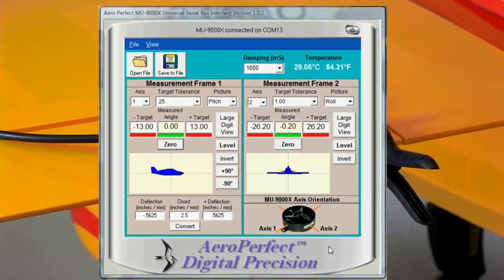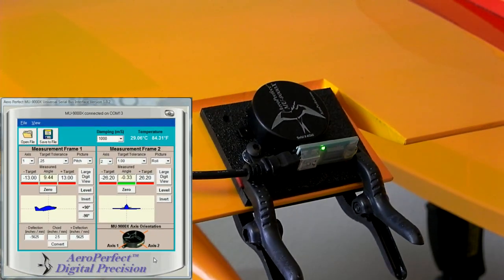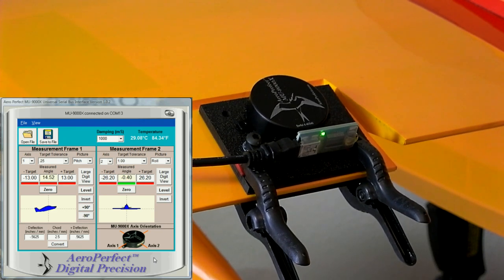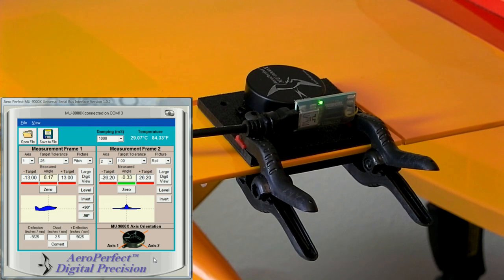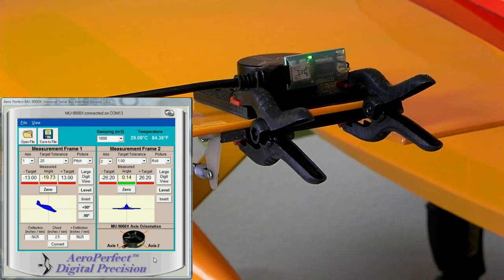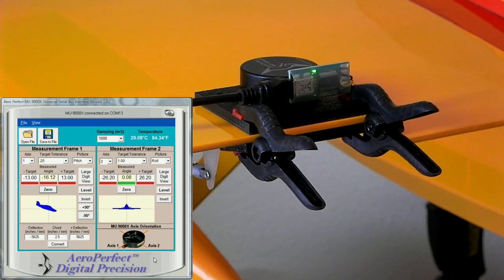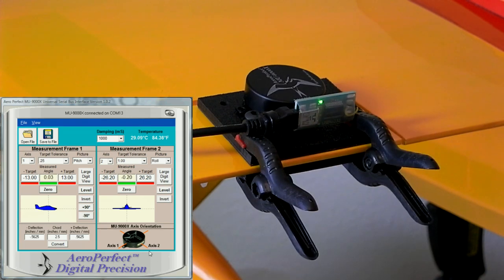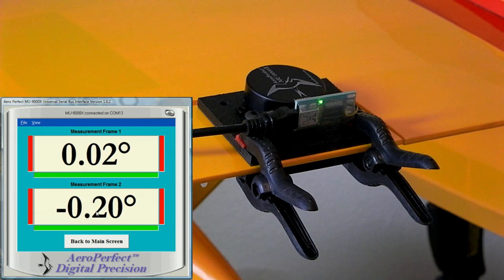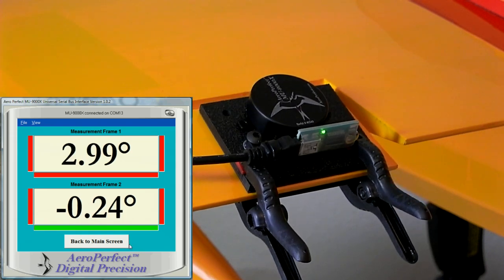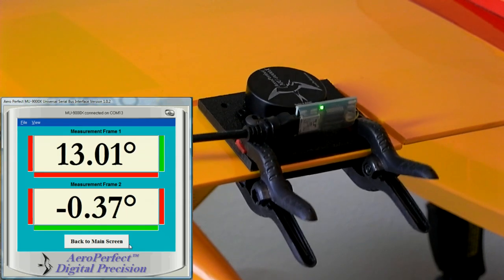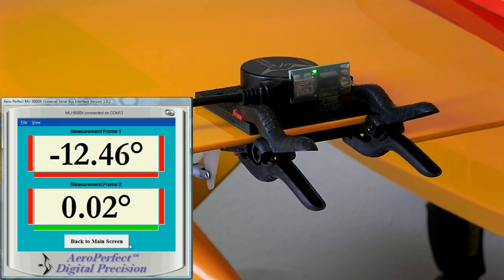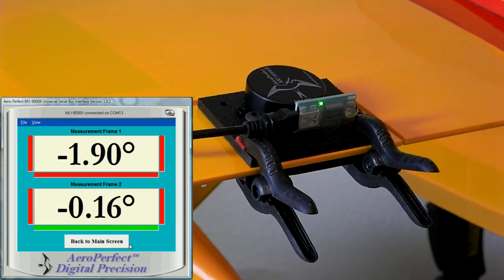We will now set the left aileron high rates by moving the radio's control stick fully right and setting the endpoint adjustment to plus 13 degrees, followed by moving the radio's control stick fully left and setting the endpoint adjustment to minus 13 degrees. Selecting the large digit view provides another way to view our endpoint adjustments. The color bars that are situated to the right and left of the display turn from red to green when the measured angle matches the target angle within the chosen tolerance.